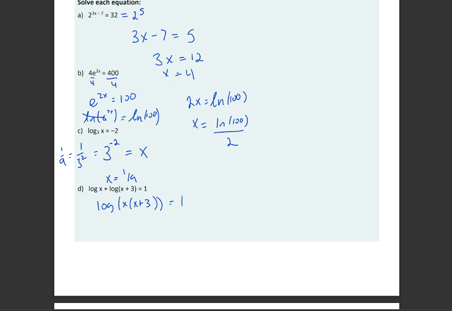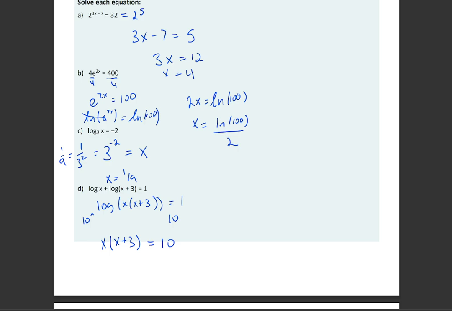That, of course, is log base 10. So if I do 10 to the both sides, I'm looking at x times x plus 3 equals 10. Now that mainly comes from the fact that the log and the raising to the 10 cancel each other out. That's why I have x times x plus 3 on the left. And on the right, I have 10 to the 1, which is just 10.